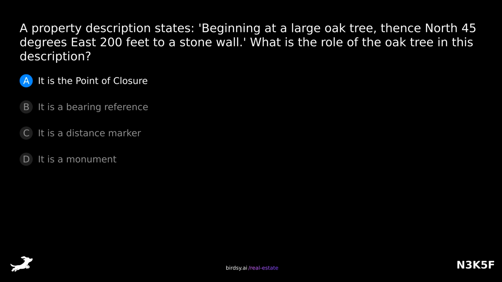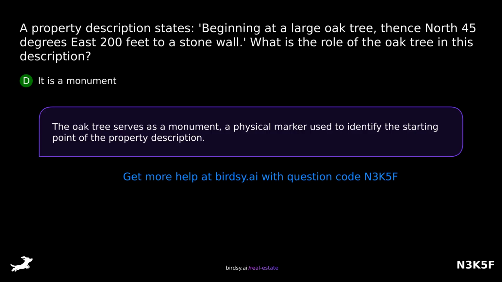Is it A, it is the point of closure, B, it is a bearing reference, C, it is a distance marker, or D, it is a monument? The answer is D, it is a monument. The oak tree serves as a monument, a physical marker used to identify the starting point of the property description.